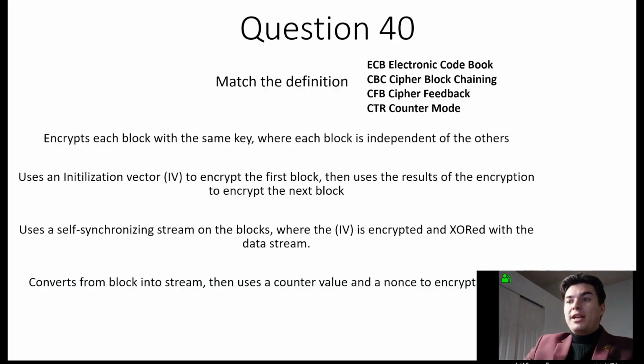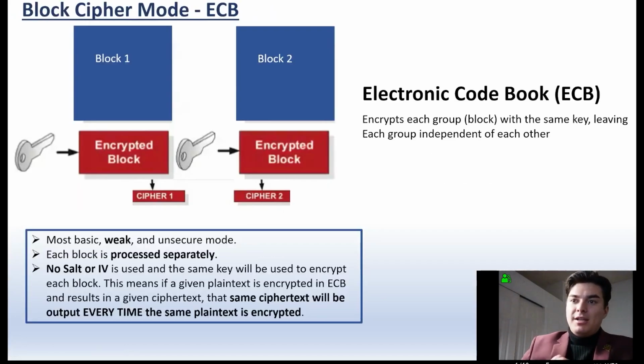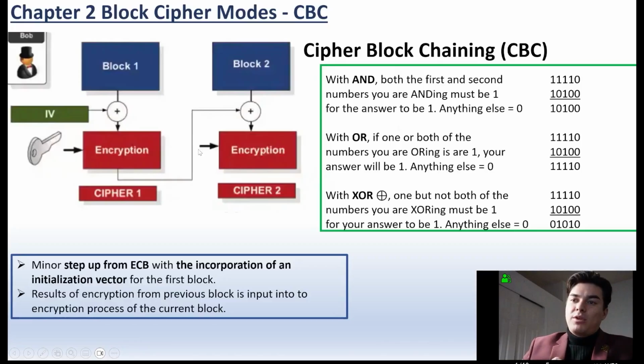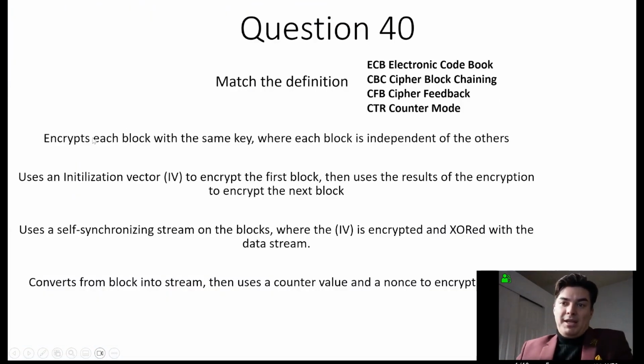So question number 40. I want you to match the definition. ECB, or electronic codebook, encrypts each block with the same key, where each block is independent of the others. If we go back up here, they're independent because they don't rely on each other like cipher block chaining, where it's really depending on the previous cipher. So ECB encrypts each block with the same key, where each block is independent of the others.